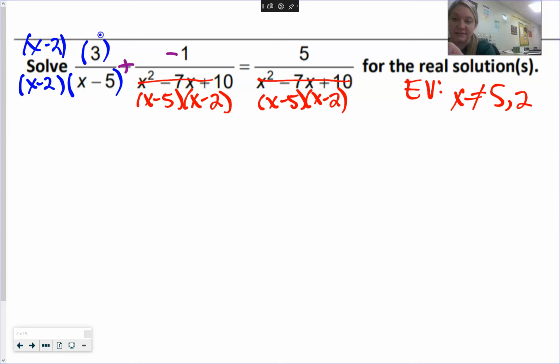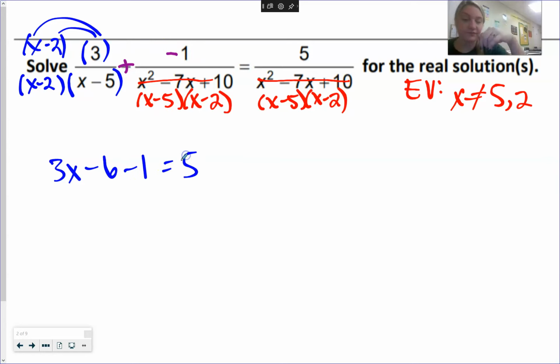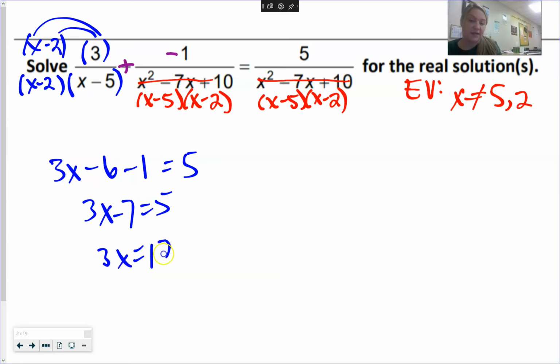Now I'm going to focus on just the numerator. I'm going to simplify this piece. 3 times x is 3x. 3 times negative 2 is negative 6. Add negative 1, which means minus 1, and then equals 5. Negative 6 minus 1 is going to be negative 7. Add that 7 to the other side, and we get 12. Divide both sides by 3, and we get 4. That was not in my excluded values, so that is going to be our answer for this one.